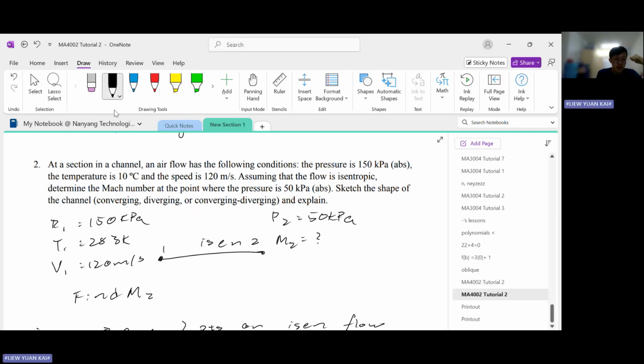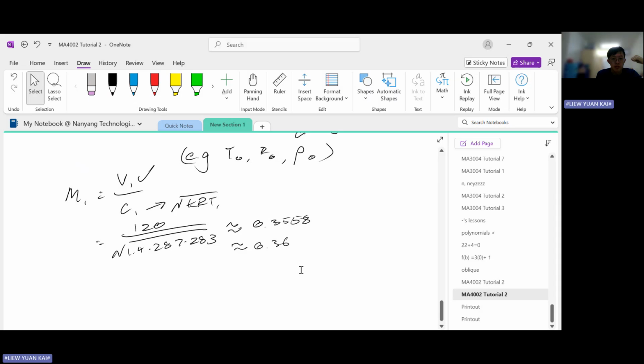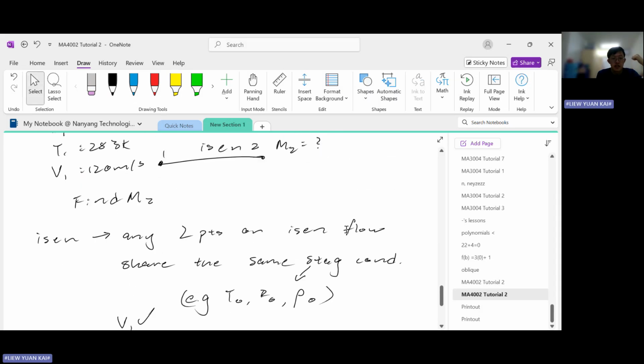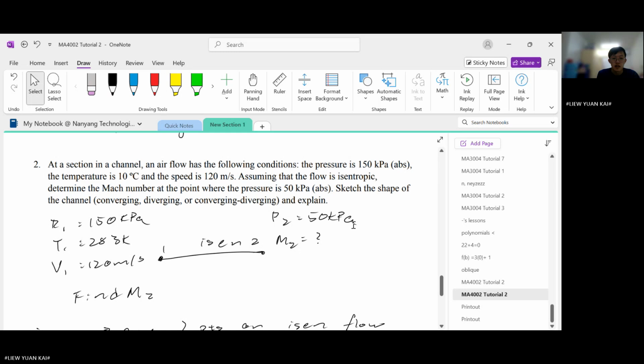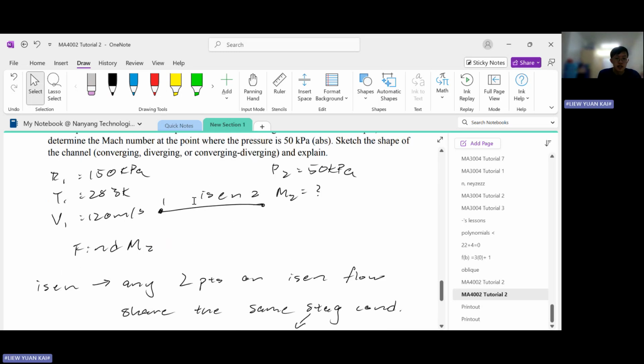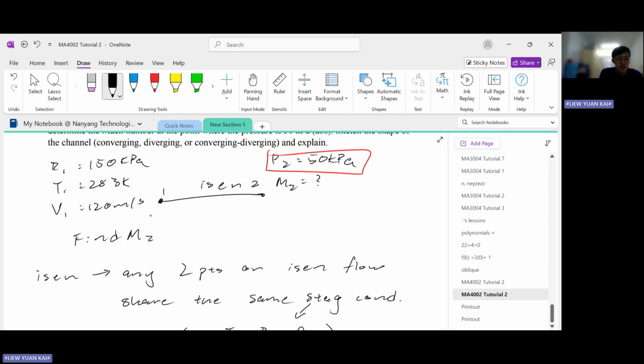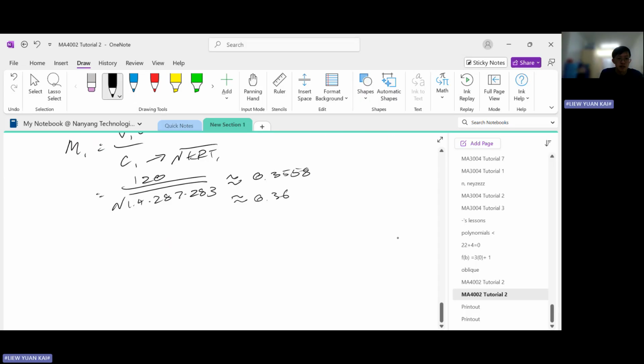Now what do we want? Having found the Mach number, we are in a position to find the stagnation pressure. So let's go ahead and find the stagnation pressure. Why pressure specifically? Because they give me pressure here. So that means I need to find the stagnation pressure. How do you find the stagnation pressure? Remember in the table, we have a column which says P over P naught.